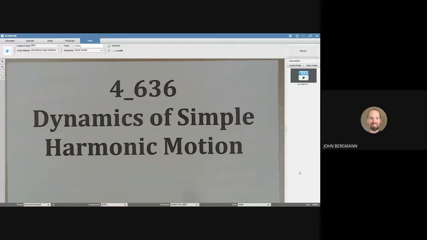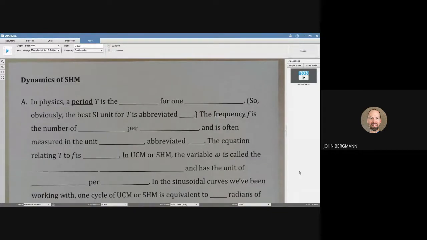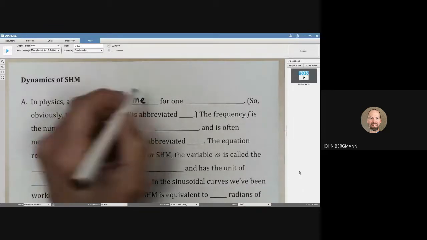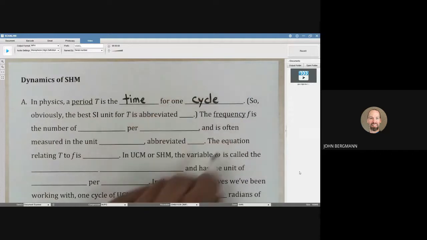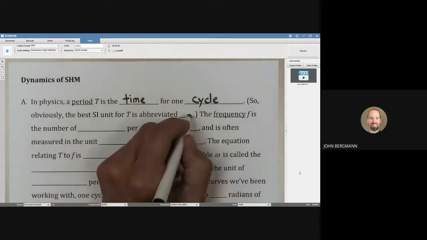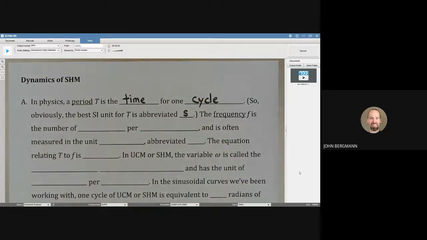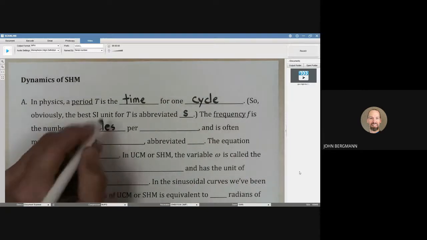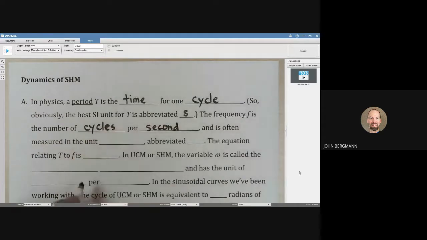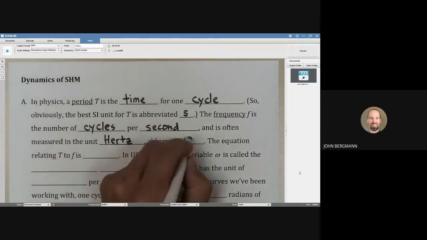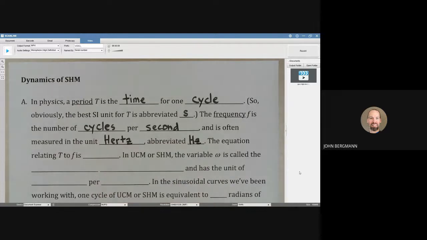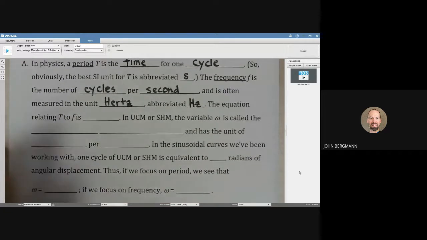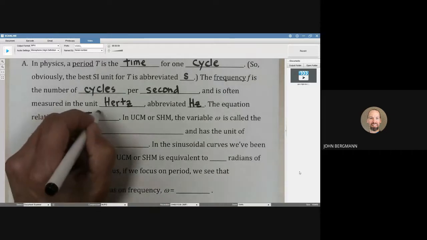Dynamics of simple harmonic motion. In physics, a period T is the time for one cycle. So obviously the best SI unit for T is abbreviated with an S, seconds. The frequency f is the number of cycles per second and is often measured in the unit hertz, abbreviated Hz. The equation relating T to f is T is 1 over f.